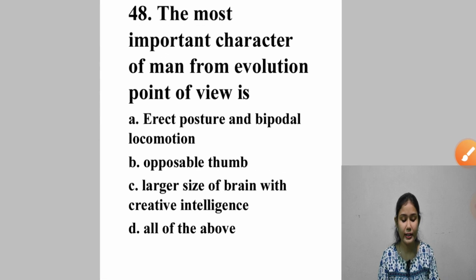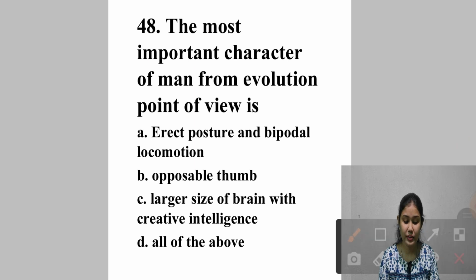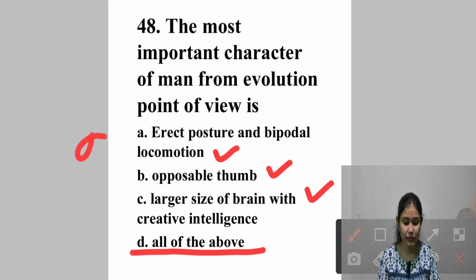The most important character of man from evolution point of view is A, erect posture and bipedal locomotion, B, opposable thumb, C, larger size of brain with creative intelligence, D, all of the above. Okay, so हमारा जो A, B और C option है, all are correct. Okay, so answer will be हमारा what? D. Now come to question number 49.